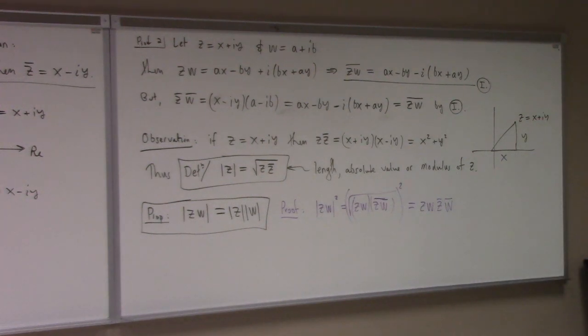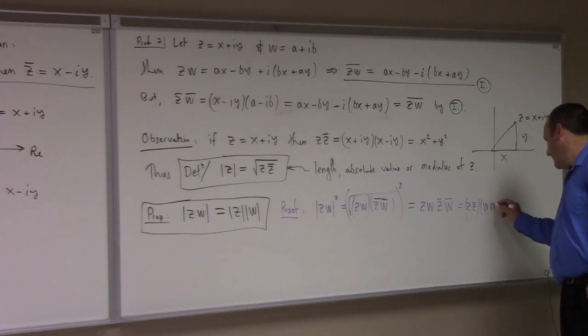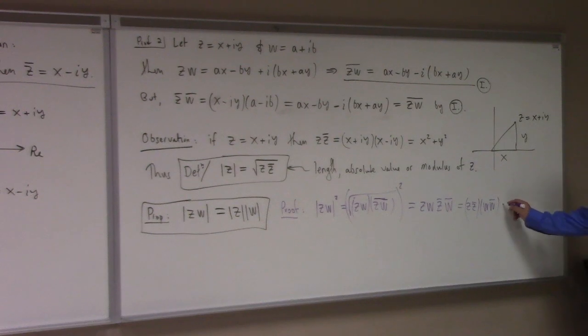By part 2 of my earlier properties, right? But then complex numbers, multiplication is commutative, right? So I can regroup the terms, and what does this give me? z z bar, w w bar, which is the length of z squared, the length of w squared. So if you just take the square root of what I just wrote down, that gives us this property, that the length of a product of complex numbers is the product of their lengths.